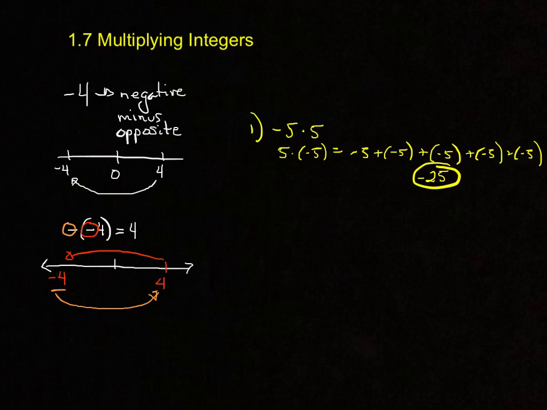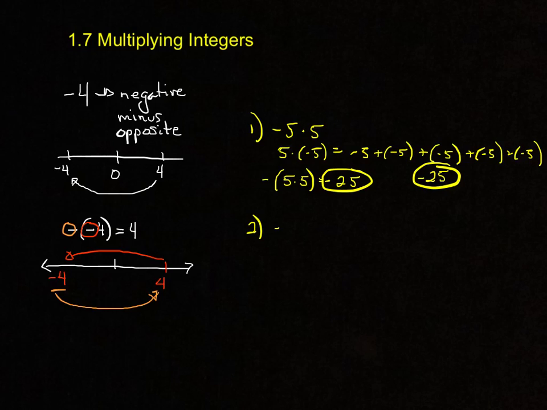In this way, we could also think of this as the opposite of 5 times 5. Well, 5 times 5 is 25. The opposite of that is negative 25. There's only one opposite sign.